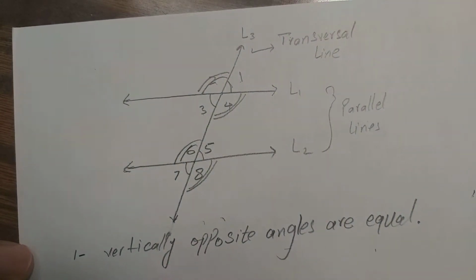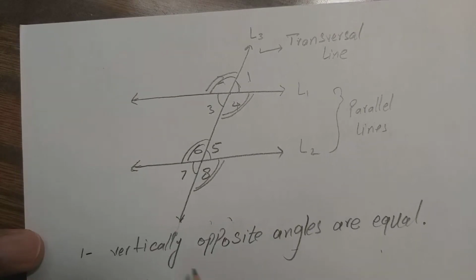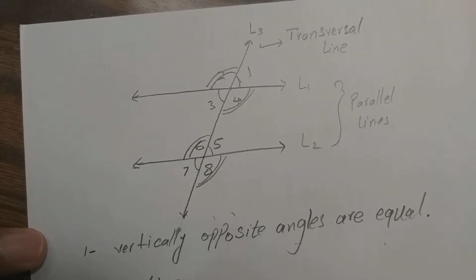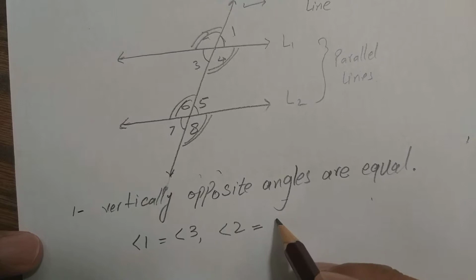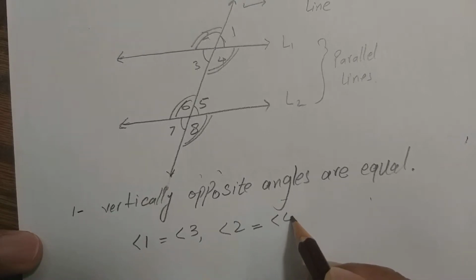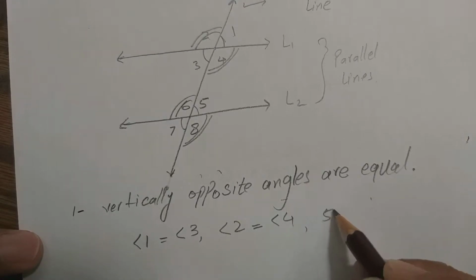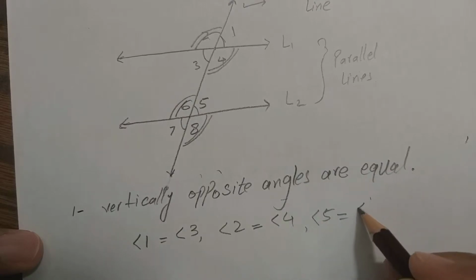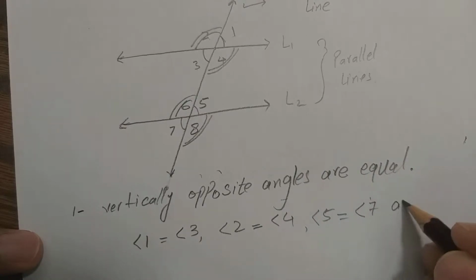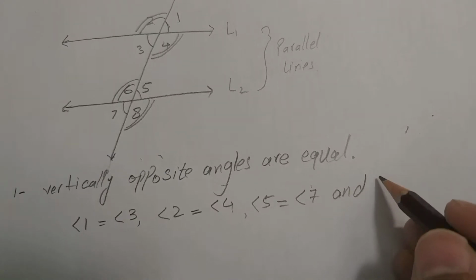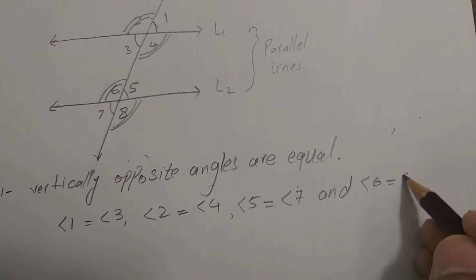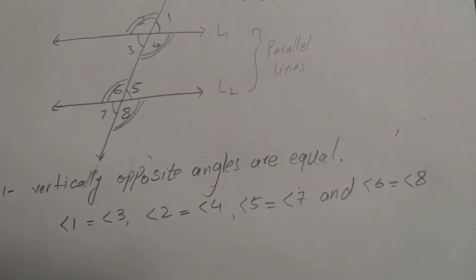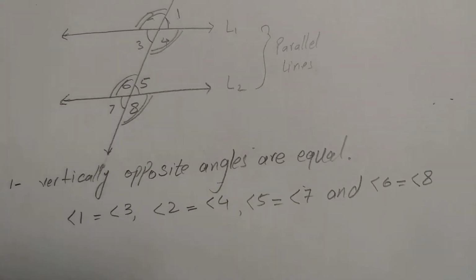So angle 1 equals angle 3, angle 2 equals angle 4, angle 5 equals angle 7, and angle 6 equals angle 8. So they all are vertically opposite.